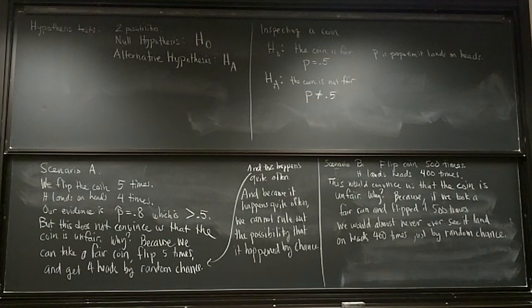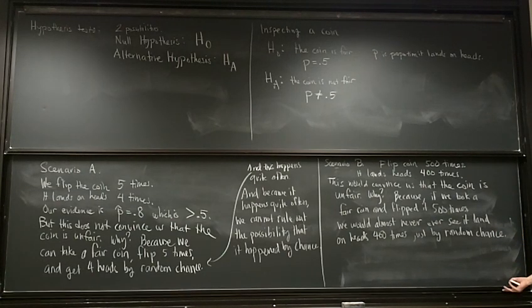And because it would almost never happen by random chance, and yet our data has shown that it did happen, right? This is our data. It landed heads 400 times when we flipped it 500 times. According to random chance, it should never happen if it were a fair coin. But it did happen. So what do we conclude? We conclude that our coin is not fair. Okay?